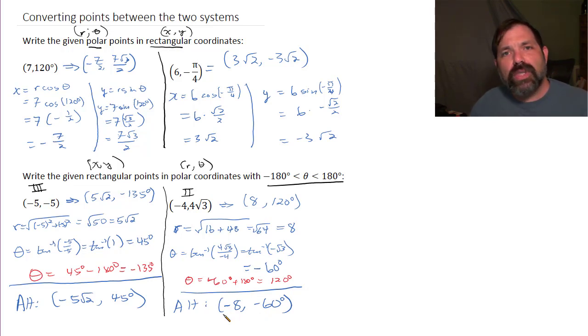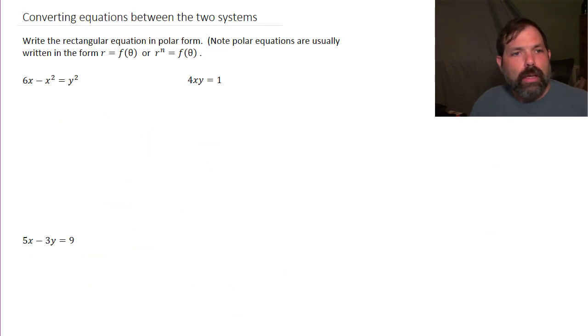So we've seen how to convert single points, but we can also convert entire equations. Let's see how to do that. So here we're going to take rectangular equations, x's and y's, and we're going to convert them to polar form, r's and thetas. Now, when we write polar equations, we almost always write them in the form r equals something in terms of theta, or r to a power is something in terms of theta. So we'll see what this means in a moment.